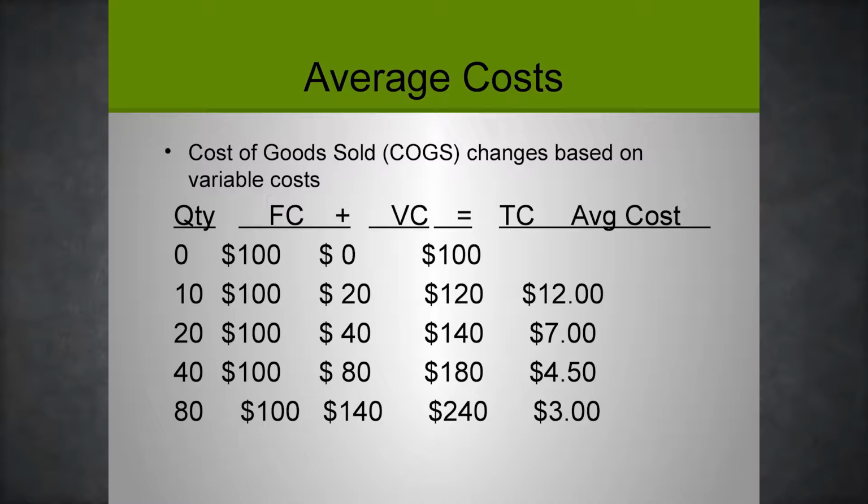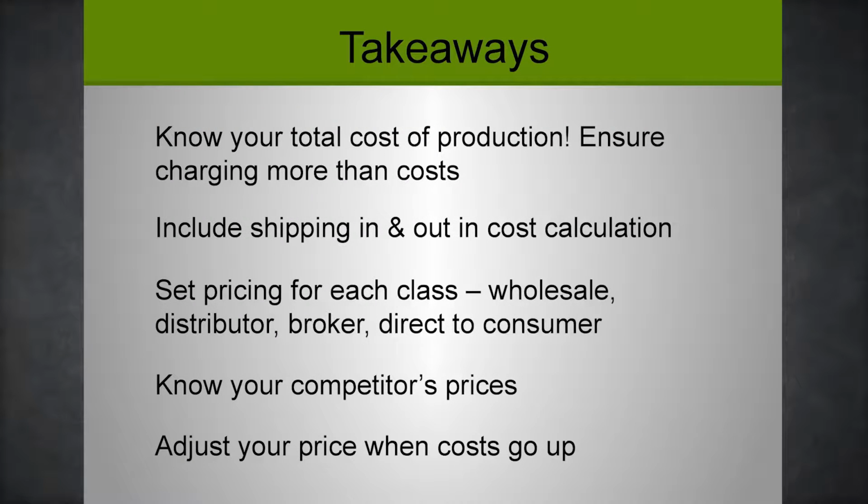You want to be tracking your average cost and making sure that you're keeping it current. So takeaways on that: know your total cost of production. Be aware of fixed and variable costs and how they're going to affect you. Include your shipping in and your shipping out when you're making this calculation. Be sure you're considering the packaging that it takes to get it to market when you're calculating your cost. Those are just things that are really easy to lose sight of. You have to do your homework and figure it out.